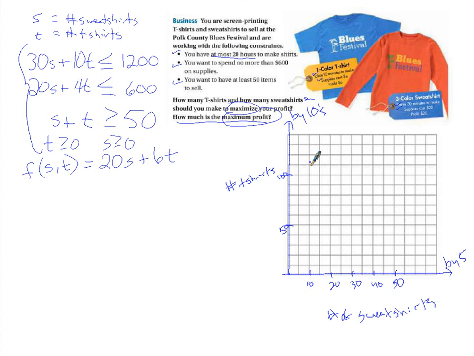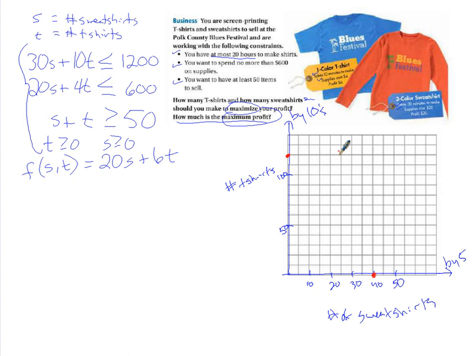Okay, we're all set to graph now. So I'm just going to start graphing using the top one. We have 30s plus 10t less than or equal to 1200. Graphing using intercepts. When t is 0, this term disappears. S is 40. So I'm going to mark when t is 0, S is 40, right there. When S is 0, in the same inequality, t is 120. So I go to 120 here and mark it.